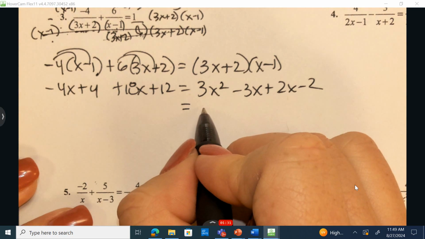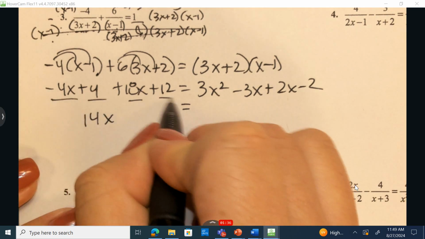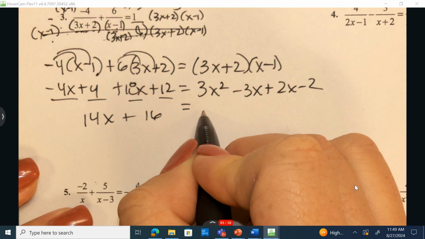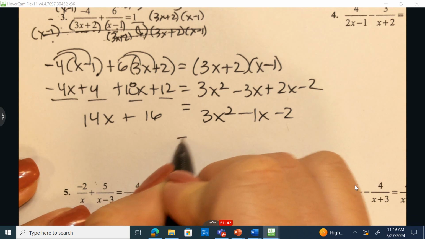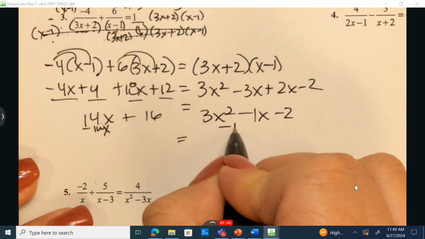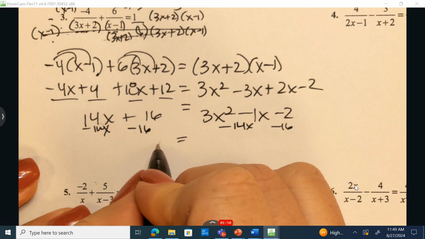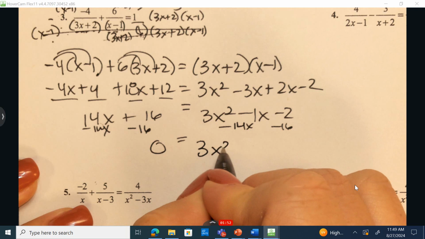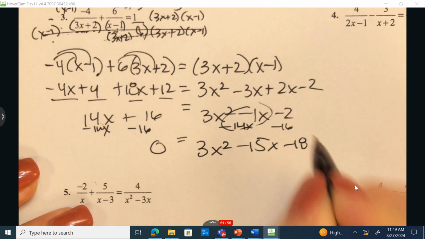Okay, let's combine like terms here. This combines to give me 14x plus 16 equals 3x squared minus 1x minus 2. When I move this to the opposite side, it was a positive 14, it moves over, it becomes a negative 14. Was a positive 16, it moves over, it becomes a negative 16. So I have 3x squared minus 15x minus 18.